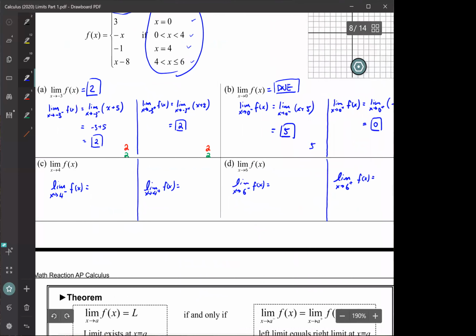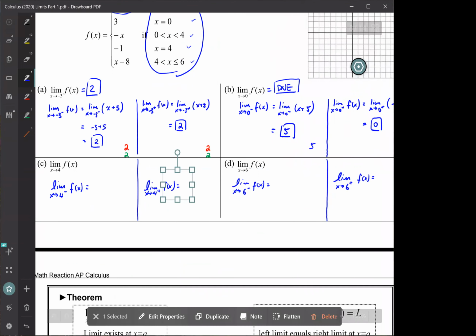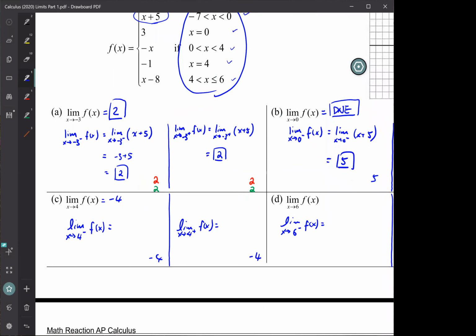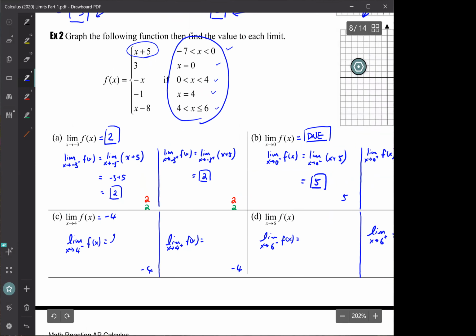Let's go to question C. Jeffrey, what's your answer for C, the left side? I'm not sure anymore after B. Okay, what do you have then? I have -4. And right side? Also -4. Okay, so they both match, so your answer is -4. Let's see if you get the piece right, okay? So for the left side of 4, what's the function you picked?